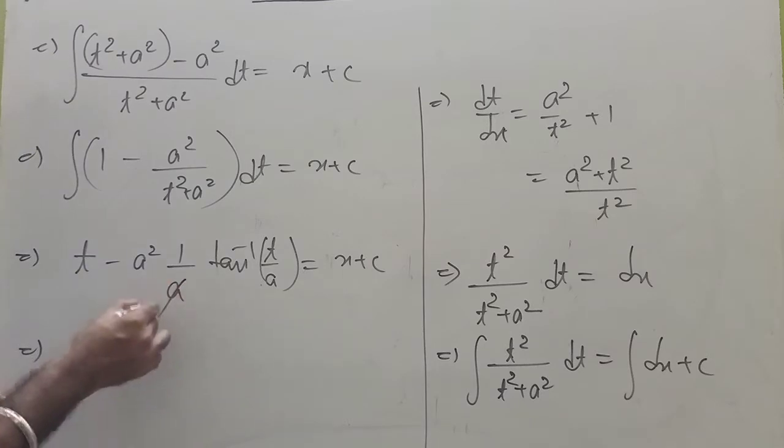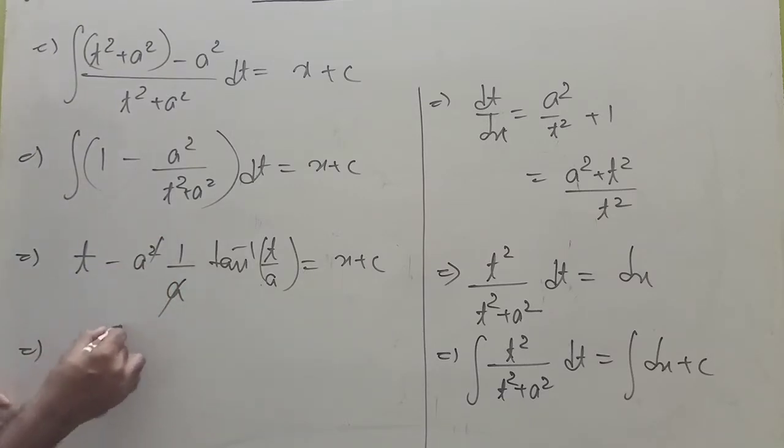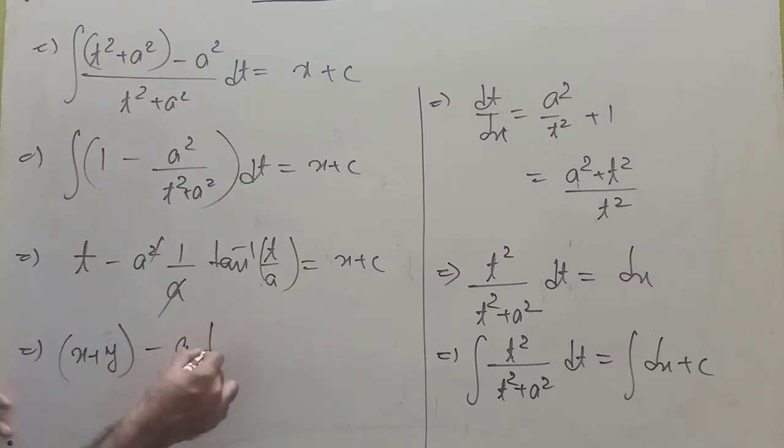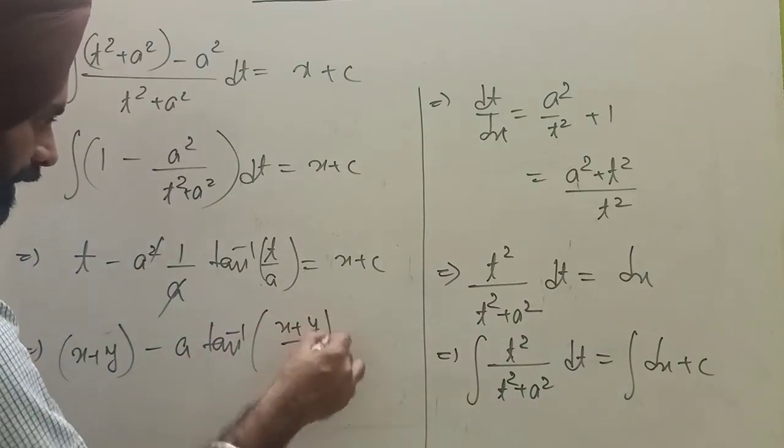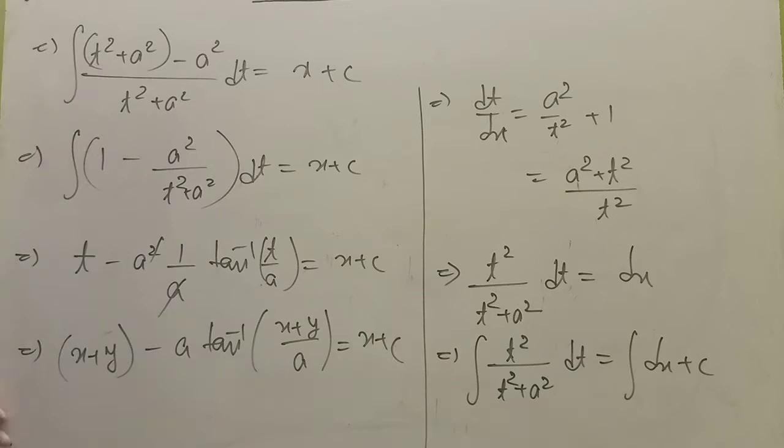So what is t? t is x plus y. So t minus a tan inverse of x plus y over a is equal to x plus c. x cancels out and the remaining is the answer.